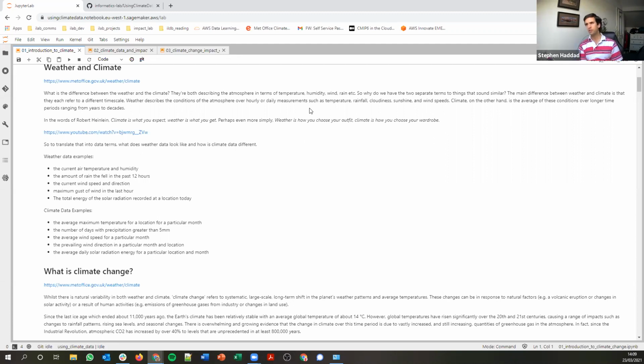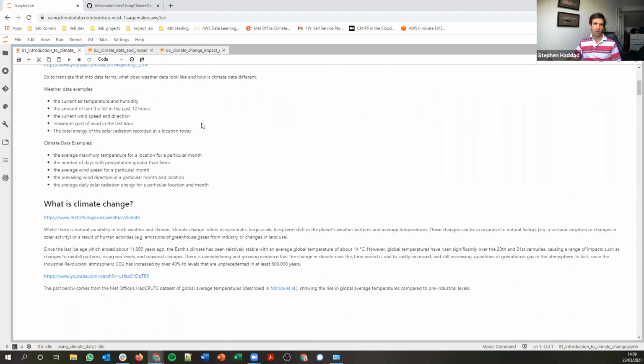But we're interested at the moment in weather and climate data. So what data might there be? For example, weather data might be the current air temperature and humidity at a particular location or over a whole region, the amount of rain that fell in the past 12 hours, current wind speed and direction, the maximum gust of wind in the last hour, or the total energy in terms of solar radiation recorded on your roof today, for example. Climate, on the other hand, we said is the long-term averages of those variables.